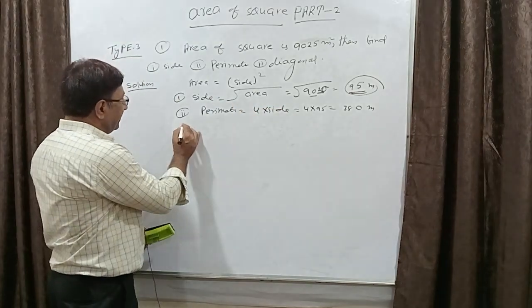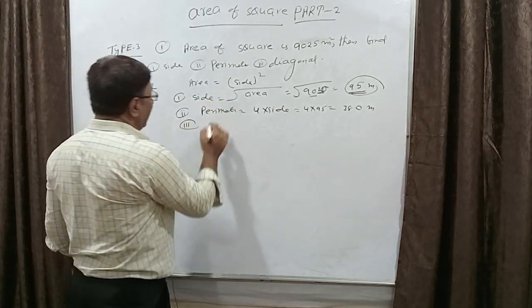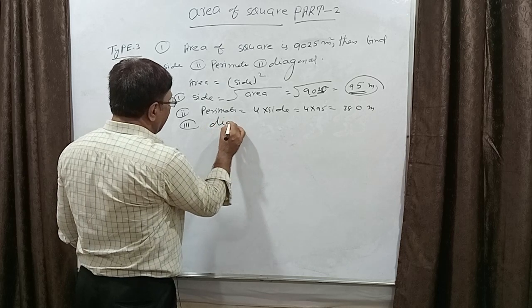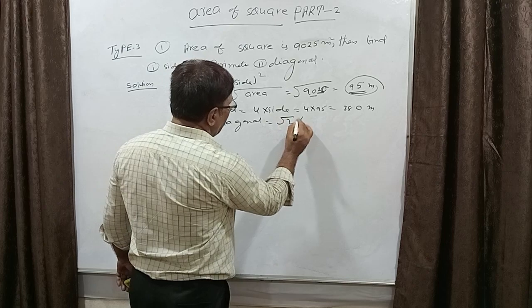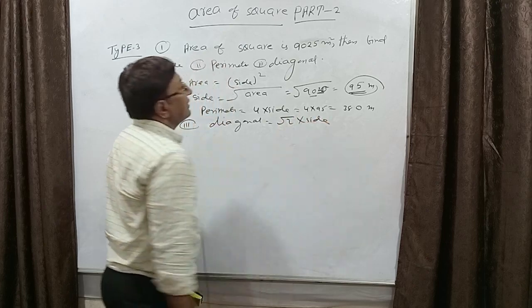In the same way, the third part is the diagonal. So we need the diagonal of a square. You know the formula: root 2 into side. So again the same thing.